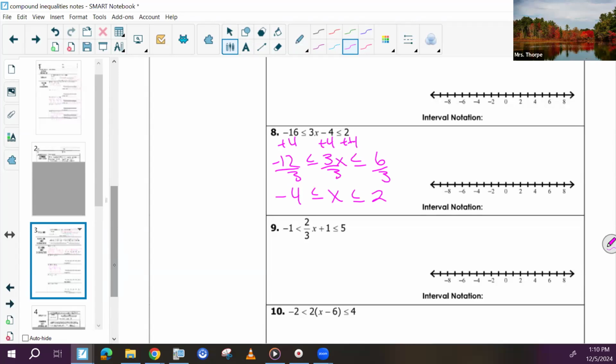I'm not going to do the separating this time. I'm going to start at -4. That's going to be closed. End at 2. That's also going to be closed. And I'm going to draw a line in between. And then that interval notation is going to start at -4, square bracket, and end at 2. Also square bracket.